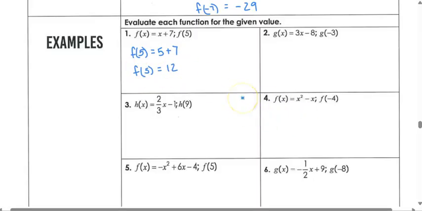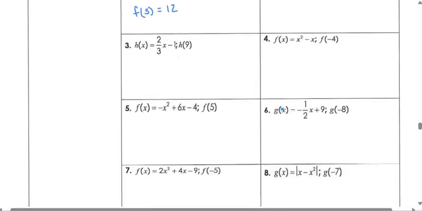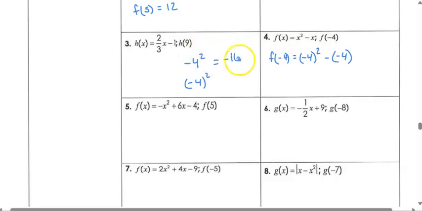Okay. One thing I want to point out, it's really important to use parentheses. So let's look at number 4 as an example of why. So I want f of negative 4. So f of negative 4 equals, I'm going to put negative 4 in parentheses, okay? And then minus negative 4 again in parentheses. The reason I do that is if you put this in your calculator and this in your calculator, you will get two different answers. All right, this in your calculator will give you negative 16. This will give you positive 16.